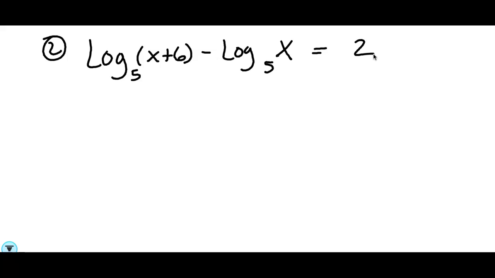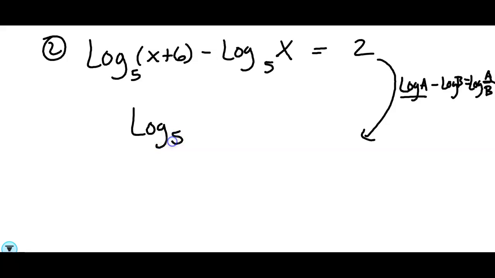Okay, so what are we going to do here? Remember, we can put those 2 logs together if we're willing to divide the argument. So here's our property. If you have 2 logs that are being subtracted, we learned a little while back, you can write that as 1 log where they're being divided. You have to remember the order matters. Whichever one comes first goes on top, and the one that comes second goes on the bottom. So this is going to be log base 5 of x plus 6 over x.